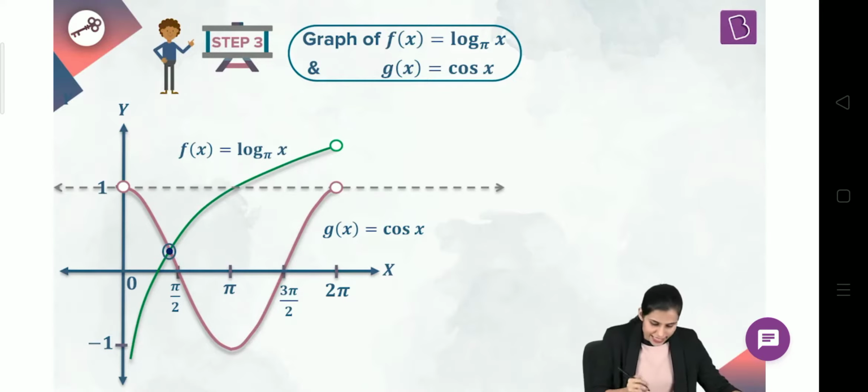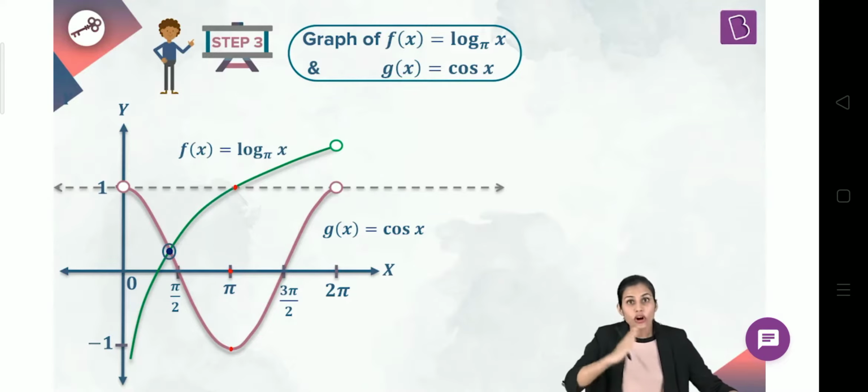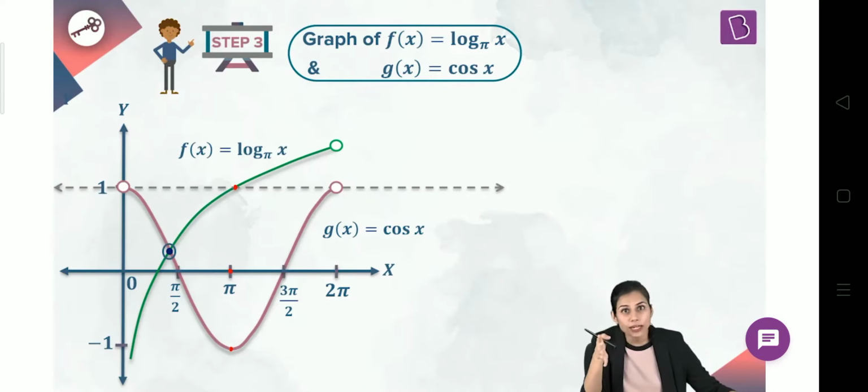Let's justify. See, at pi, cos takes the value -1. Agreed? And at pi, log is taking the value 1. Beyond pi, log is going to be greater than 1. But wait a second. Cos is never ever greater than 1. The maximum value of the cos function is equal to 1. That means beyond pi also, cos is never going to be greater than 1. That means there's no scope of both the graphs intersecting beyond pi.